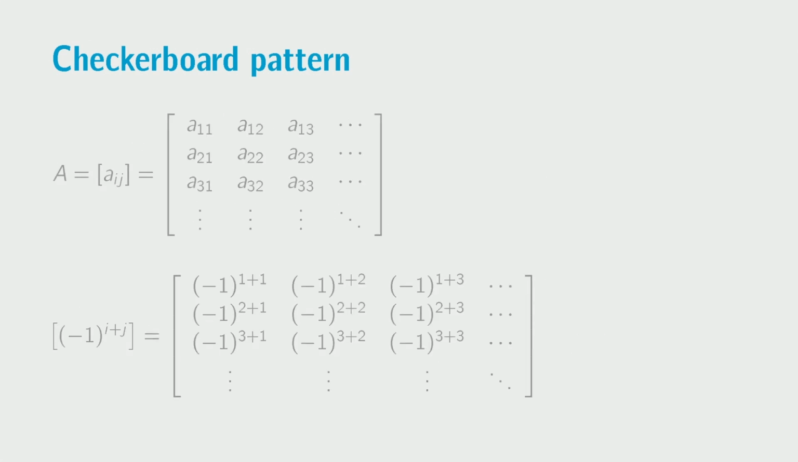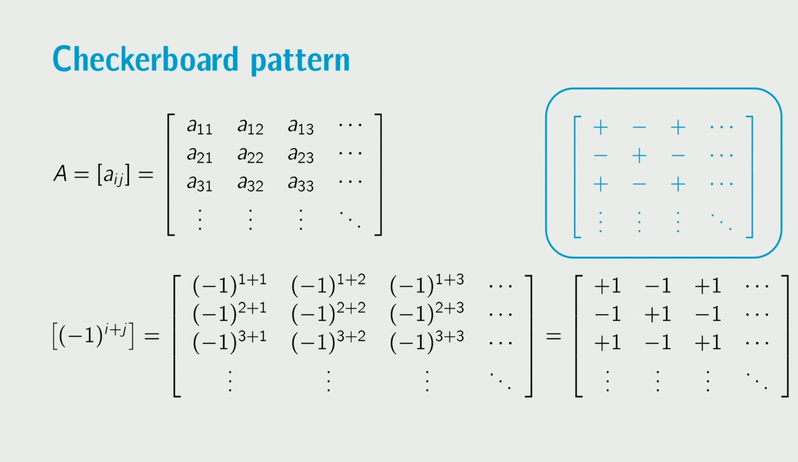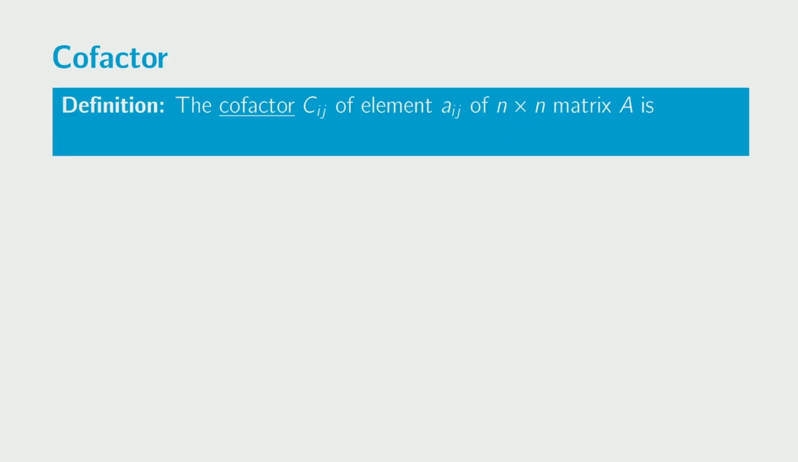We also need the checkerboard pattern. That is defined as the matrix with elements -1 to the power i plus j. That gives this pattern. Easy to remember. Just start with a plus for the top left element and alternate. Now we can define the cofactors. Each element of a square matrix has a cofactor Cij. Cij is defined as the checkerboard sign times the determinant of submatrix Aij. So a cofactor is a number.